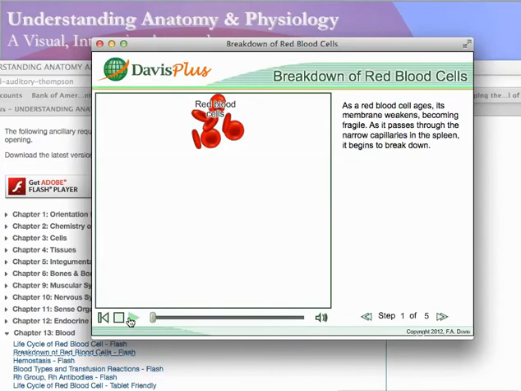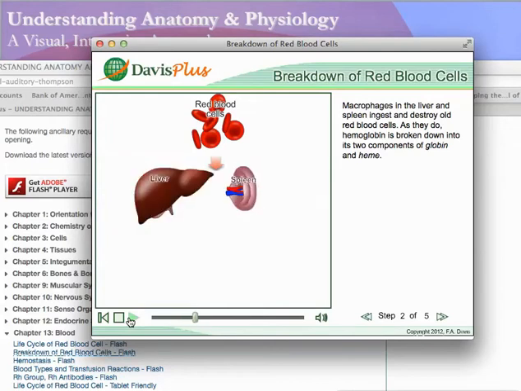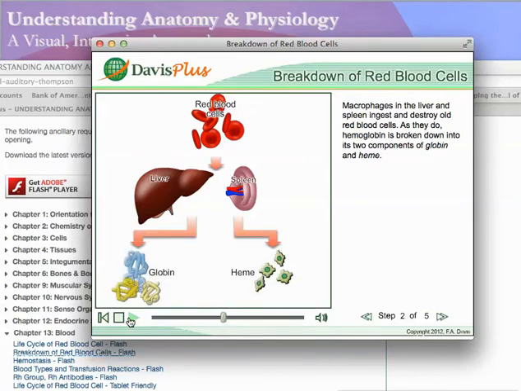As a red blood cell ages, its membrane weakens, becoming fragile. As it passes through the narrow capillaries in the spleen, it begins to break down. Macrophages in the liver and spleen ingest and destroy old red blood cells. As they do, hemoglobin is broken down into its two components of globin and heme.